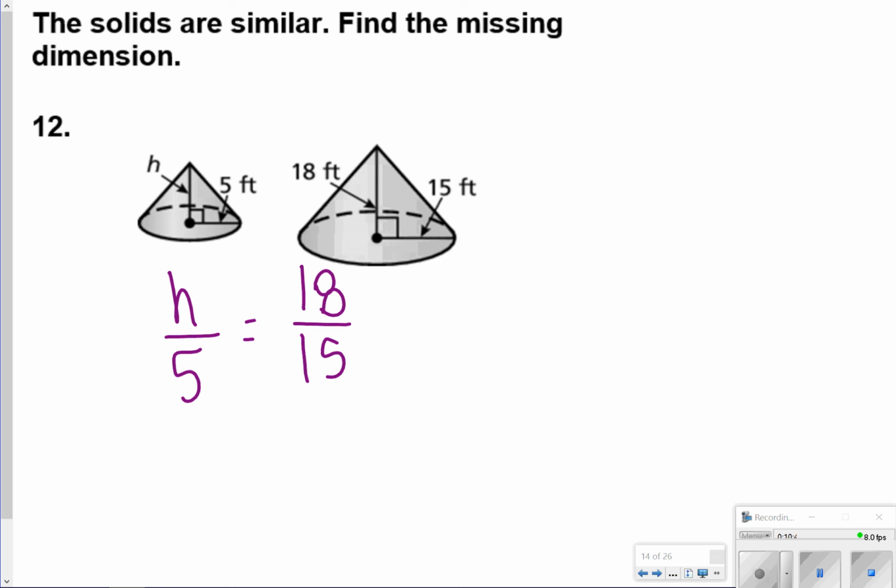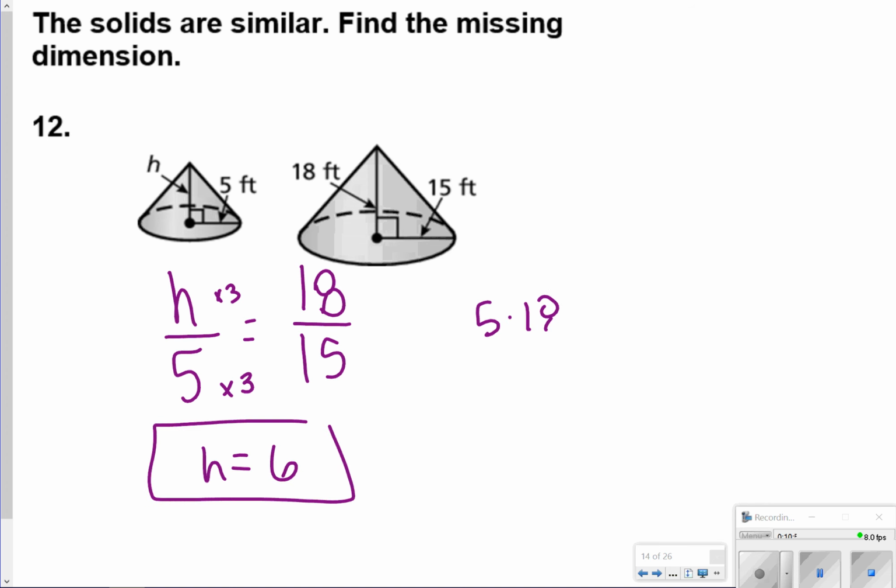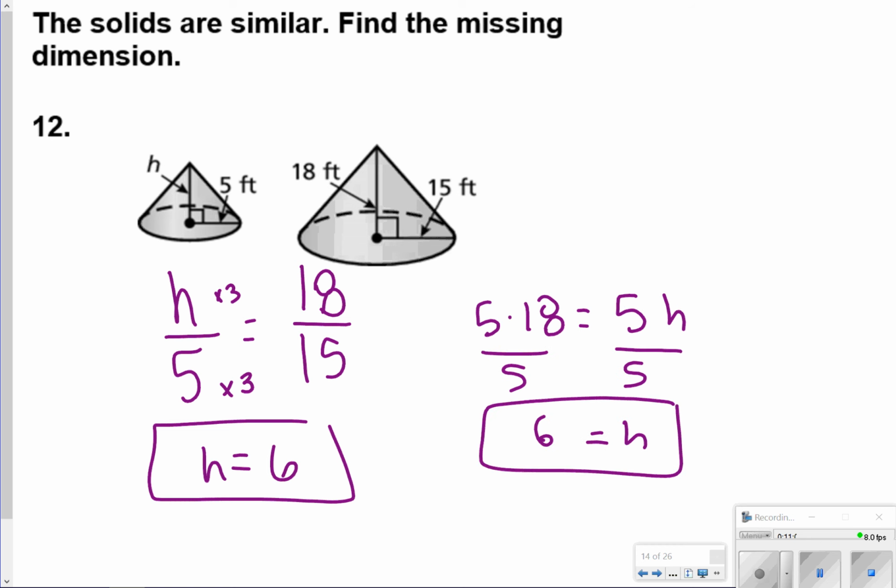Okay? You can do one of two things here. You can cross multiply and solve it, but I already see a relationship between 5 and 15. I know that 5 times 3 is 15. So what times 3 would give me 18? That's going to be 6. Okay? If you did cross multiply, you did 5 times 18 is equal to 5 times h, and then divided both sides by 5. H is still going to be equal to 6.